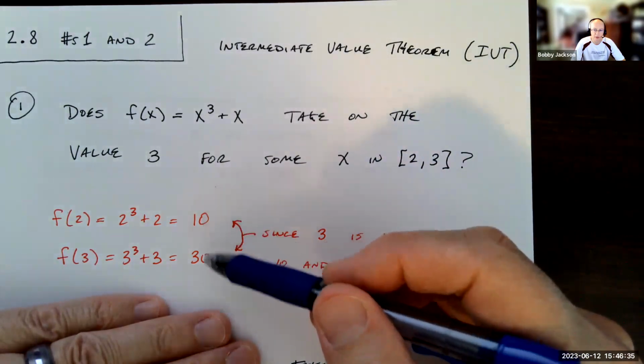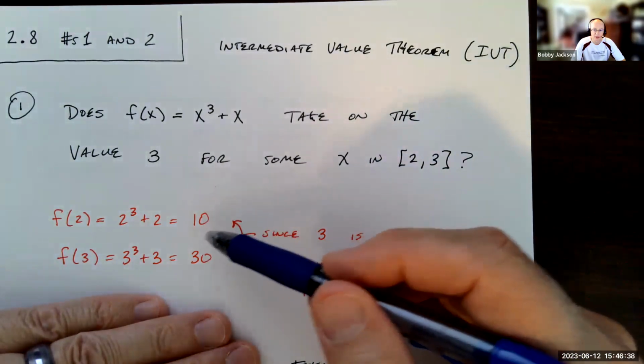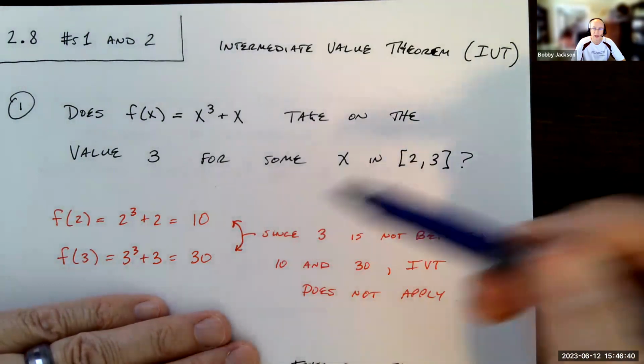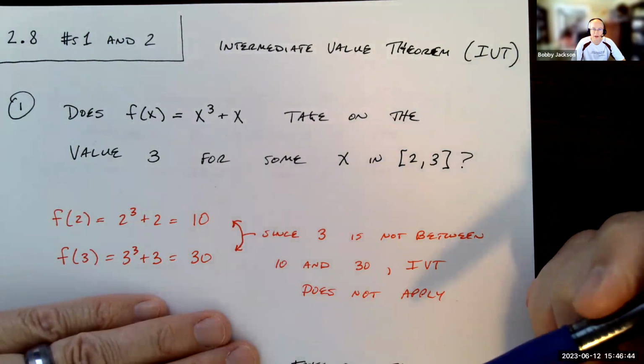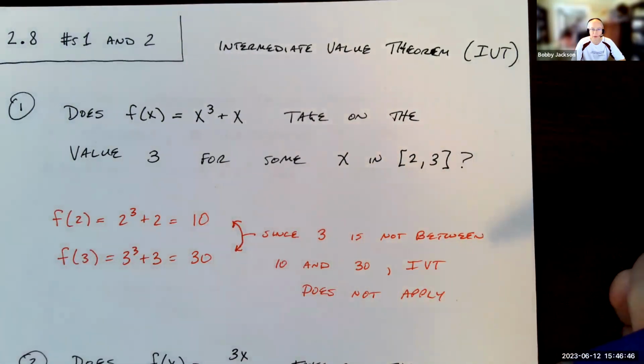If these two numbers were such that 3 was contained between the two, then the intermediate value theorem would guarantee that the function obtains the value 3 on that interval. So that's the intermediate value theorem for number 1.